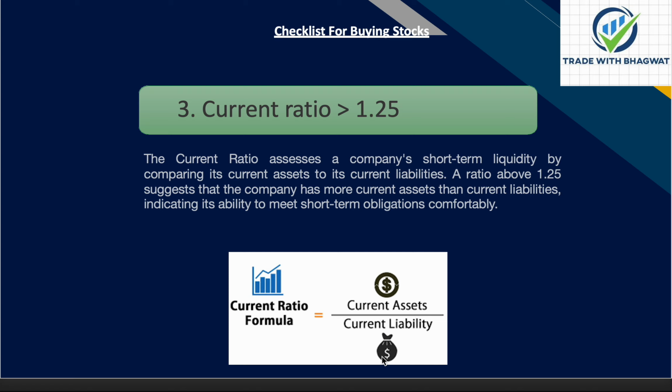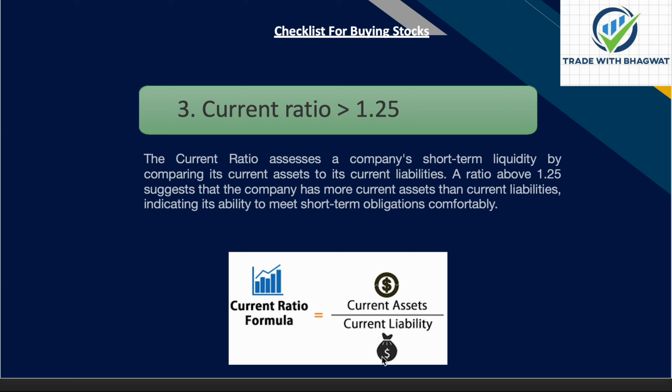It's just the normal current ratio. What does current mean? Current means today, or maybe short term: 3 months, 6 months, 1 year, something like this. So that's what it's about. The current ratio assesses a company's short term liquidity by comparing its current assets to its current liabilities. A ratio above 1.25 suggests that the company has more current assets than current liabilities, indicating its ability to meet short term obligations comfortably. Now, here is one trick.